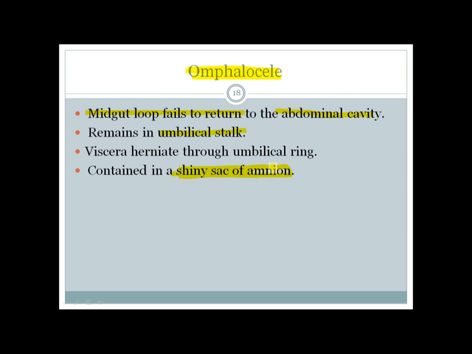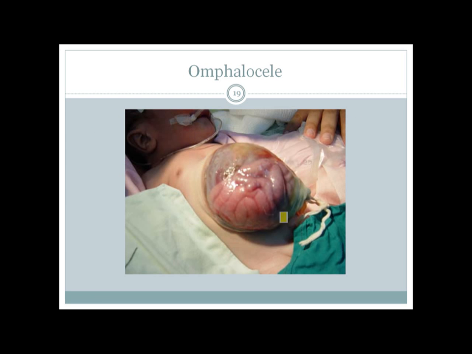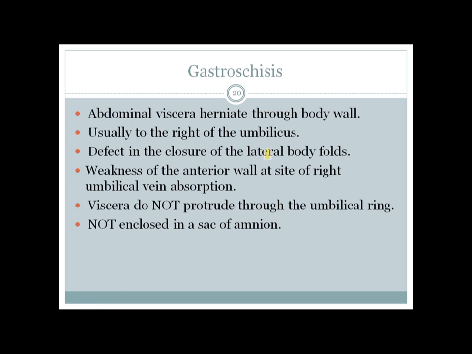So here you can see that the baby has some abdominal organs outside of the abdomen, such as small intestine, but it is covered by a shiny sac of amnion, and these structures protrude from the abdomen through the umbilical ring. Very important to note every point. So it has a membrane, and it comes out through the umbilicus. Very important to know. So look at the shiny membranes, which are amniotic membranes.